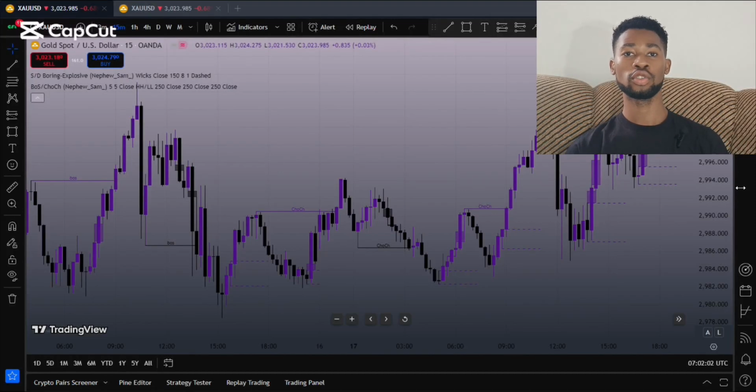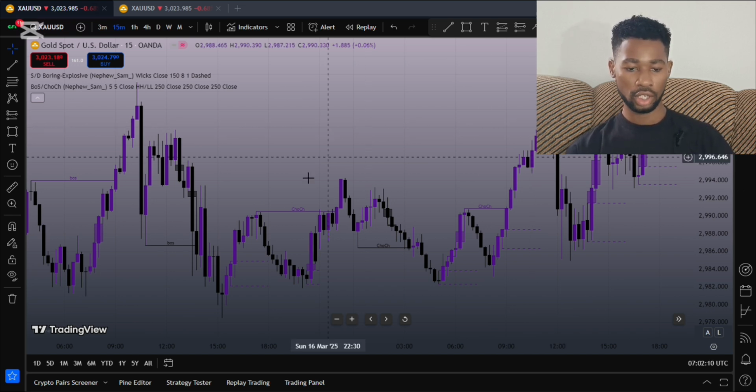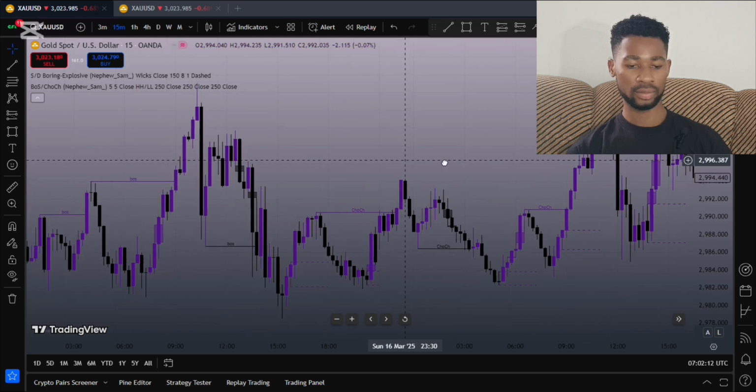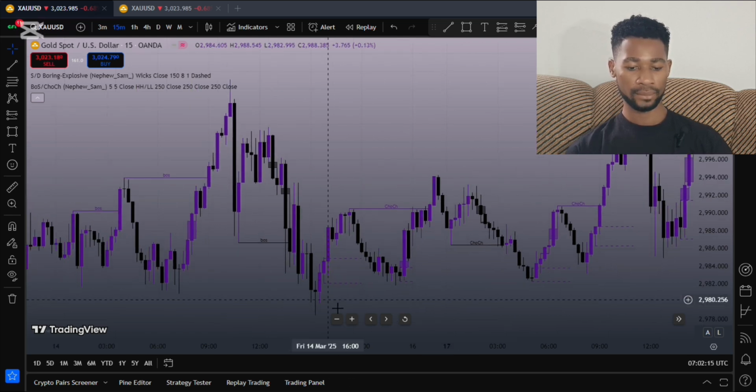This tip I'm about to show you will drastically reduce the rate at which your stop loss gets hit as a supply and demand trader. Let's get into it. So looking at this 15 minutes time frame chart on gold here, the first thing you want to do is, okay, this is too close.